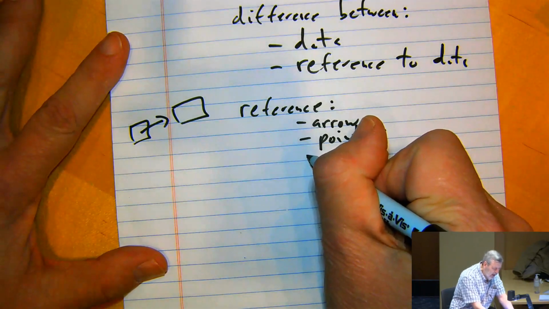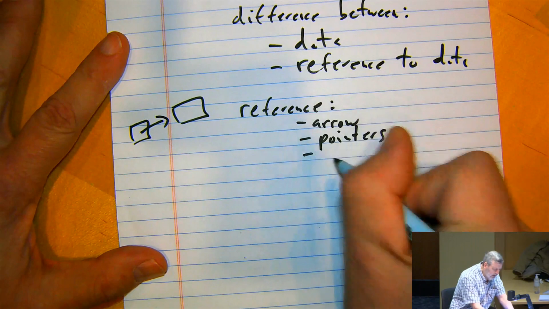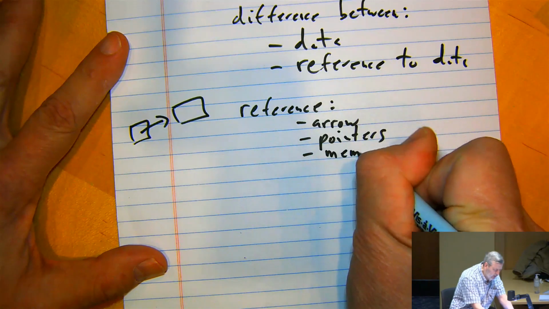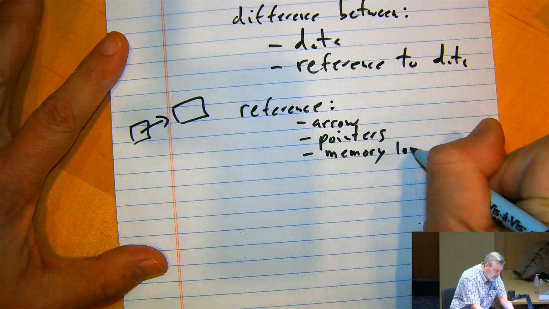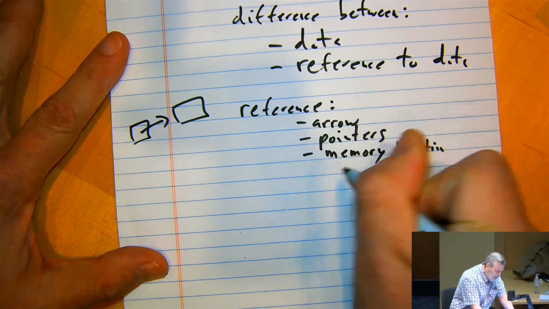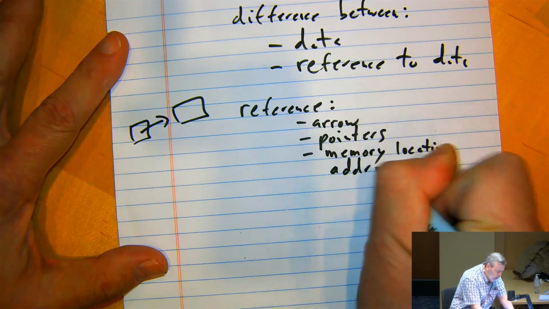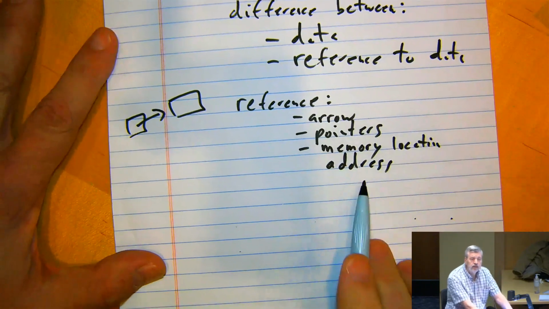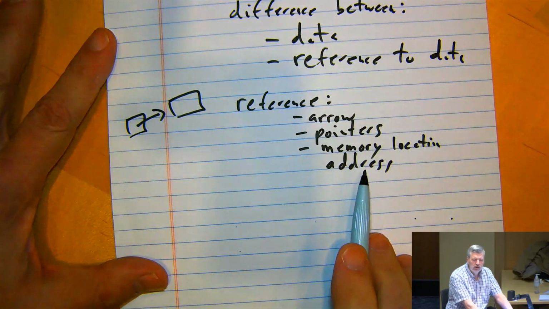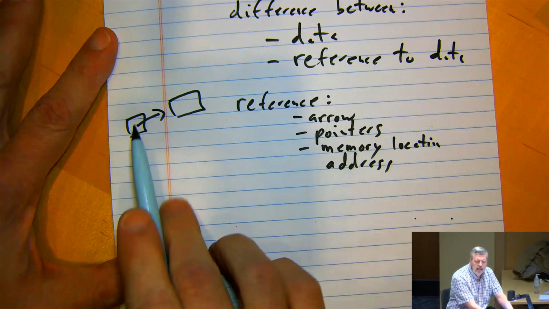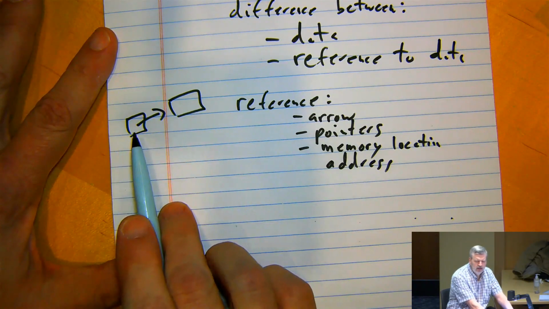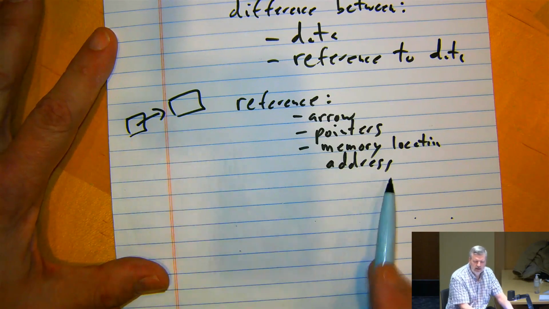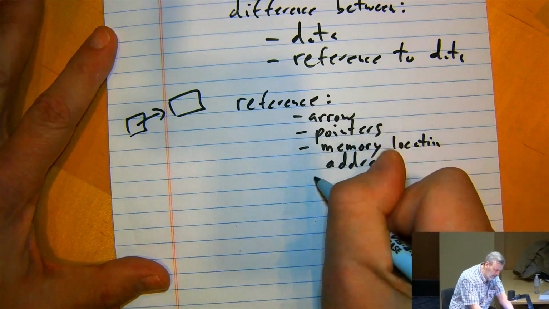In C and C++, they tend to think of this as being a memory location and an address. And that's not a bad way of thinking of what a reference is. You could imagine that what you're keeping track of is the location of where this other data is stored. So what you're storing is a location where data is stored. That's a way of keeping track of a reference.